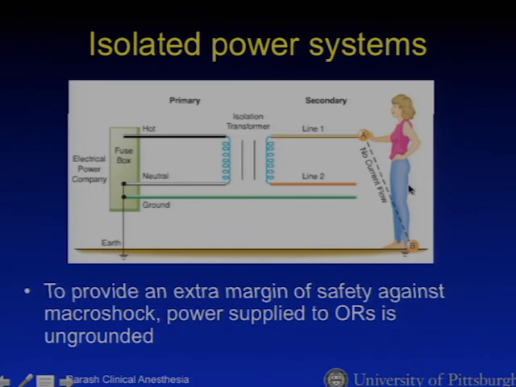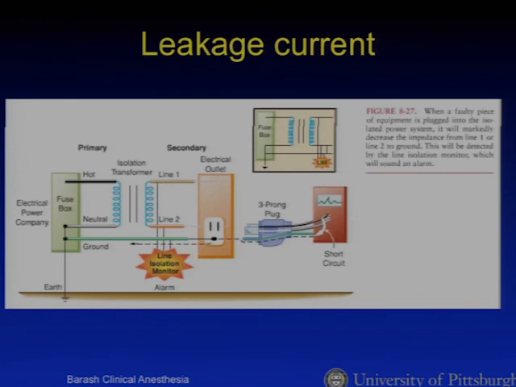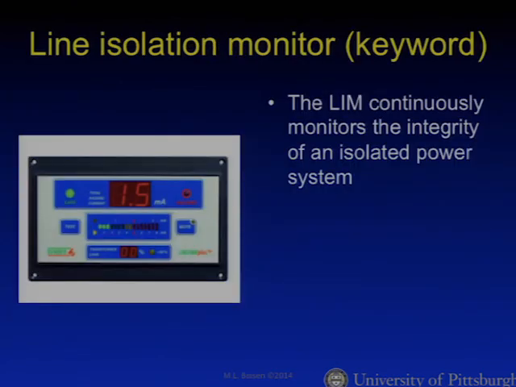The relevance of that is that no current flow will occur between a person grabbing this line and standing on the ground. So it's an ungrounded power system. Now, problems can occur when a faulty piece of equipment is plugged in that then decreases the impedance from either here or here to the ground. And this may or may not result in a shock, but it's very likely to result in an alarm, given that we have these line isolation monitors.